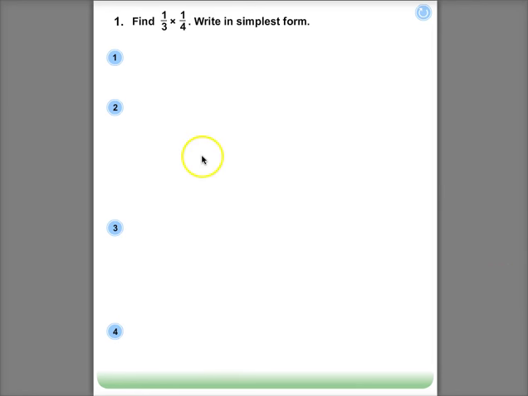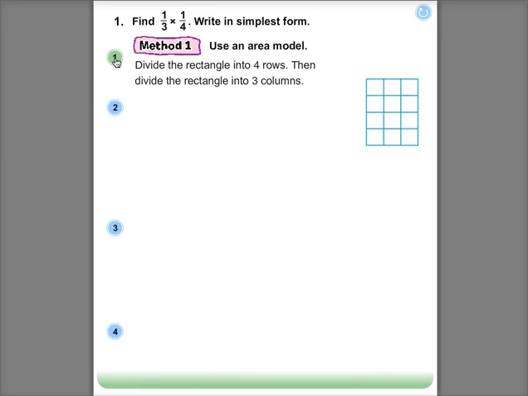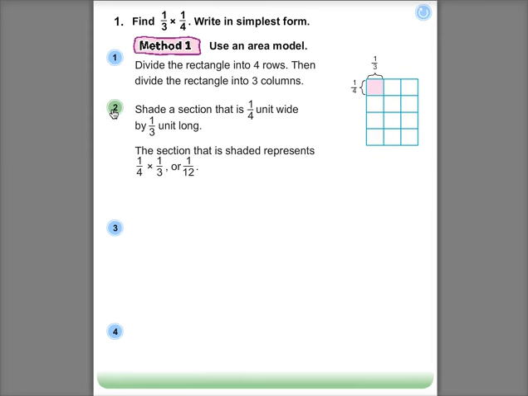Okay, our first example is find 1/3 times 1/4, write in simplest form. So if we use the area model, we divide the rectangle into 4 rows, then divide the rectangle into 3 columns. We shade 1/4 unit wide by 1/3 unit long. The section that is shaded represents 1/4 times 1/3, or 1/12, because we have 12 total squares. So that means that we have shaded one of those 12, hence the 1/12.